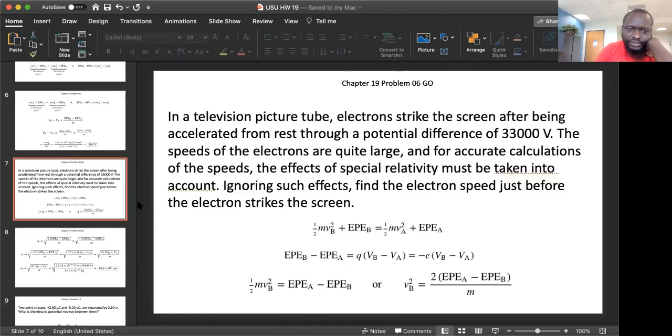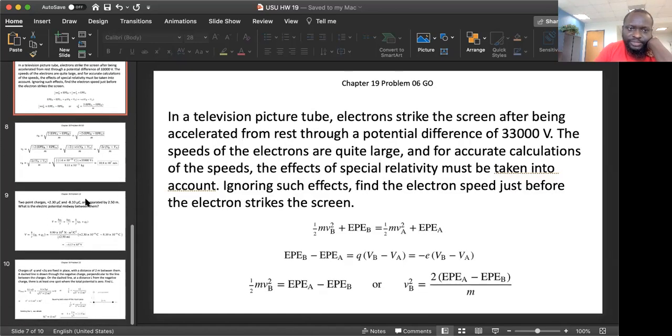Okay. Now the next problem is chapter 19, problem 6. In a television picture tube, electrons strike the screen after being accelerated from rest through a potential difference of 33,000 volts. So we have our potential difference. We are asked to find the electron speed just before the electron strikes the screen. So it's the same problem, VA goes to 0. Our potential difference is given to us already.